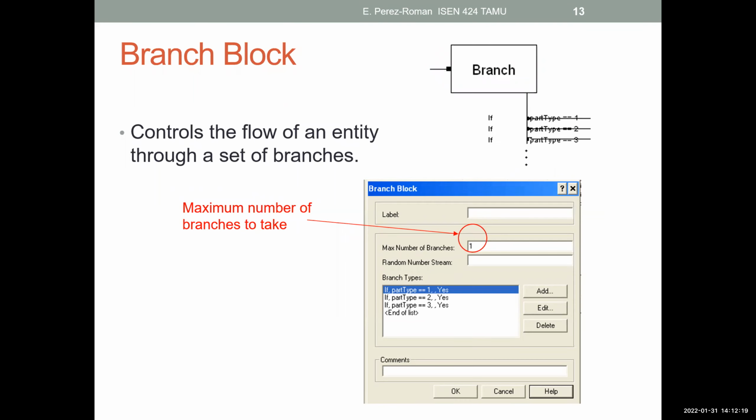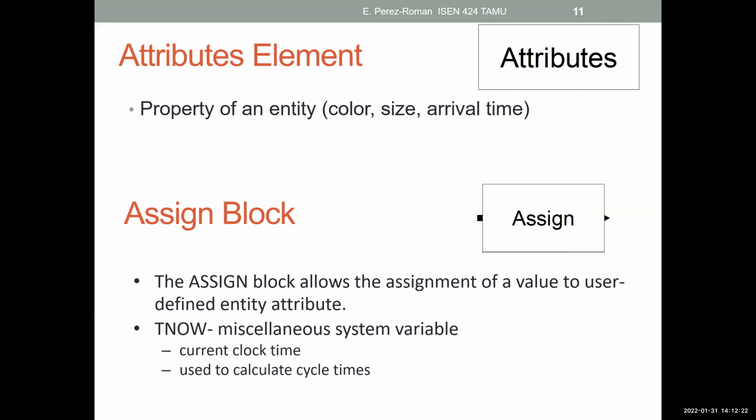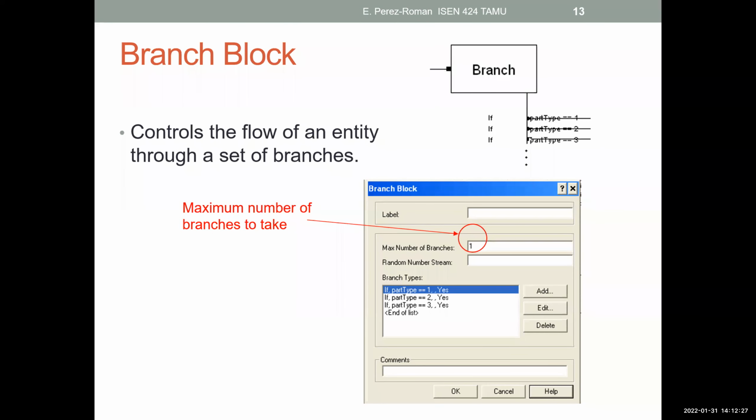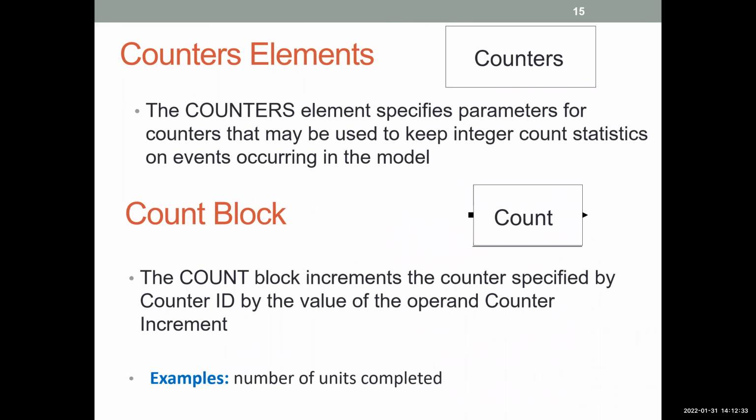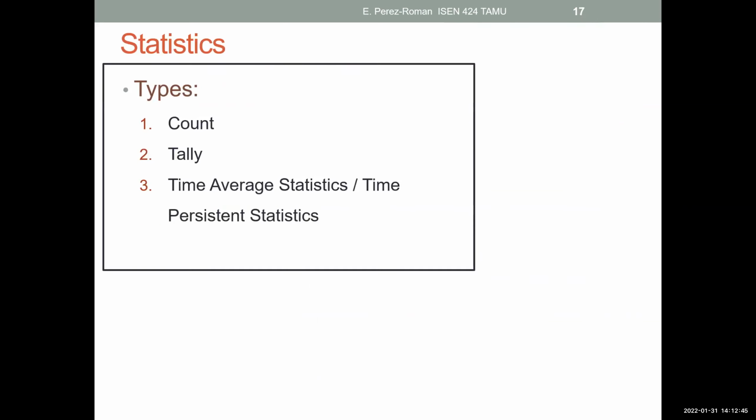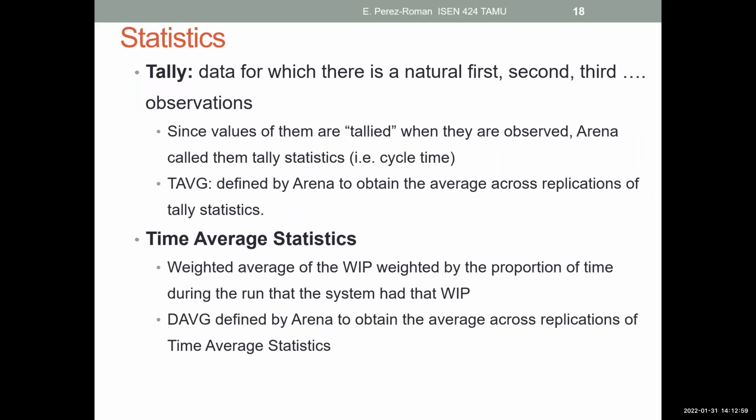Okay, so that's in terms of the logic. These are the 2 major things that we're going to work with today: the attributes, in assigning attributes, and also the decisions, so how to use this branch block. The other thing that I want you to start working with today is the statistics. You already used the counter block to count the number of entities. Today we're going to use some new modules. One is called the tally block. And then we're also going to consider the time average statistics, or time persistent statistics. So I'm going to show you the difference between them.